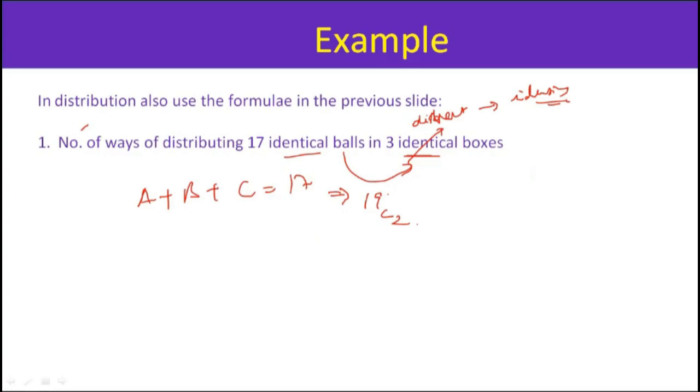Right? But what is the problem here? The problem is the boxes are different. So for example, a case like A is 1, B is 2, and C is 14. This is counted 3 factorial number of times here. I have to ideally consider it only once. Right? So now I will subtract the cases when 2 are same.